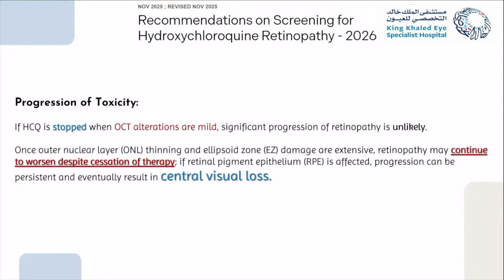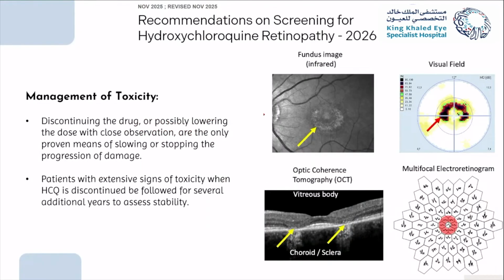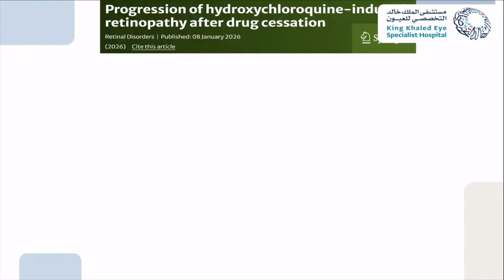So as I mentioned, when we stop hydroxychloroquine, the deterioration will not necessarily stop. But if we stop it in the early phase or at the mild onset of the disease, it may lead to improvement, but after that, it may lead to central visual loss. So I want to highlight that we have to discontinue the medication as soon as possible.